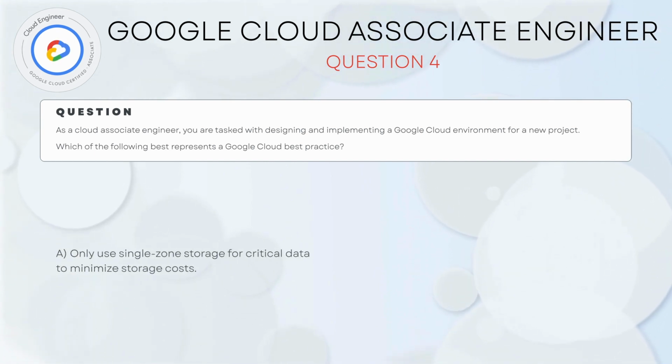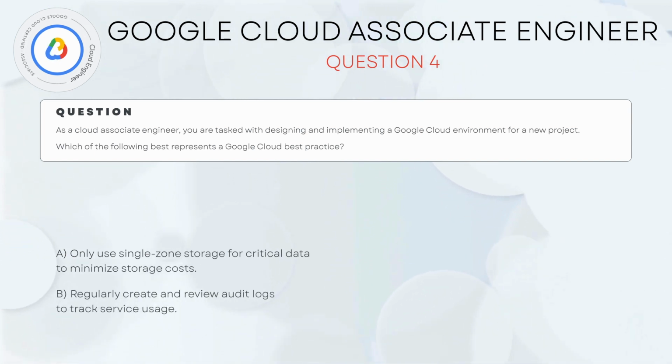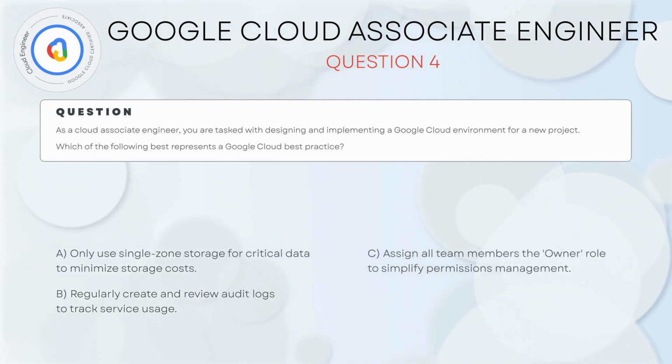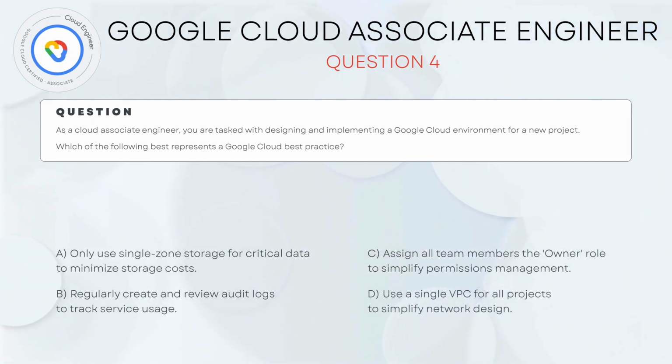A. Only use single-zone storage for critical data to minimize storage costs. B. Regularly create and review audit logs to track service usage. C. Assign all team members the owner role to simplify permissions management. D. Use a single VPC for all projects to simplify network design.